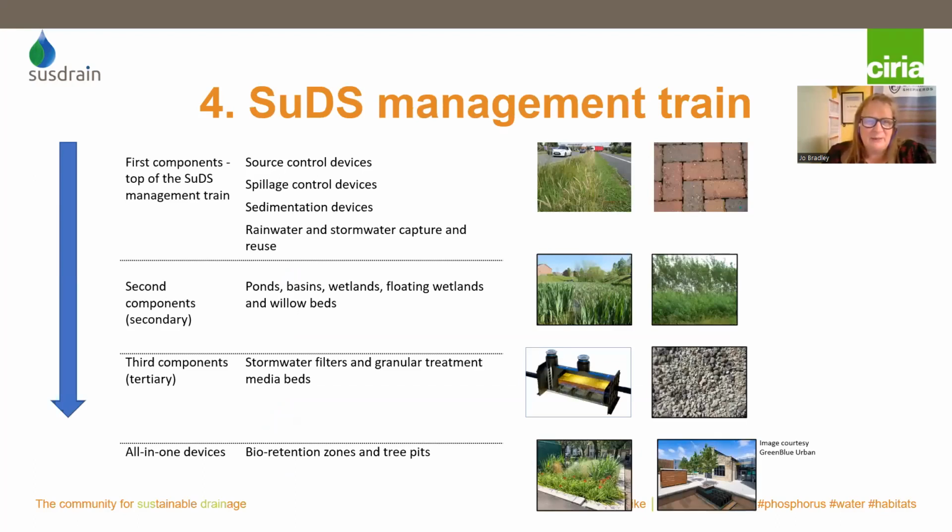So when you're designing a SuDS management train, you need to get your devices in the right order. So you have to have the right devices at the top of your SuDS management train, and then sequentially go through different devices as you go down your SuDS management train. So at the top, you will have source control devices, bioremediation zones, permeable pavements, swales, devices like that. Spillage control devices where you need them, although they are unlikely to be necessary on a residential development. Sedimentation devices when necessary, if you've got ponds, basins, wetlands downstream.